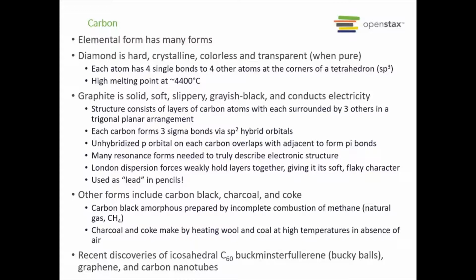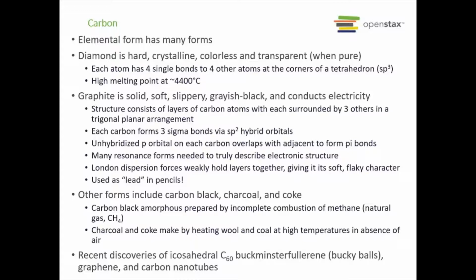And you have these single layers, and you have London dispersion forces that are holding the layers together to give it this soft, flaky character, which is why we use it for pencils, because you're able to get these layers to just kind of slough off. And this is, like I said, pencil lead. There are other forms of carbon, like carbon black, charcoal, and coke.